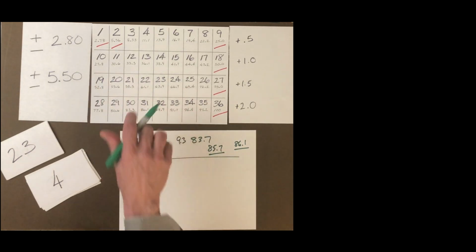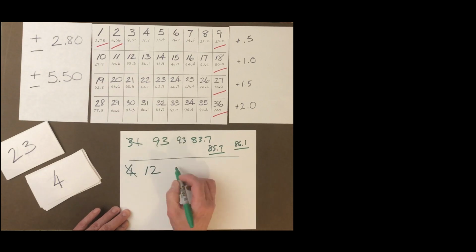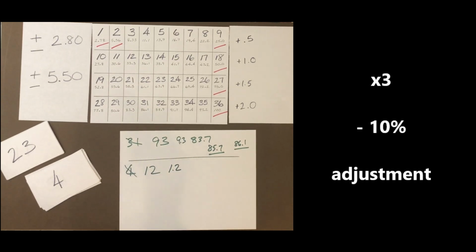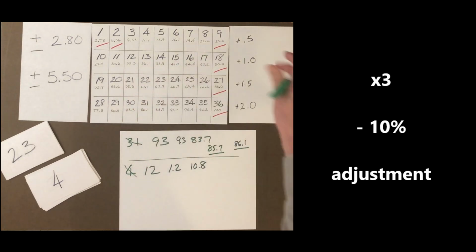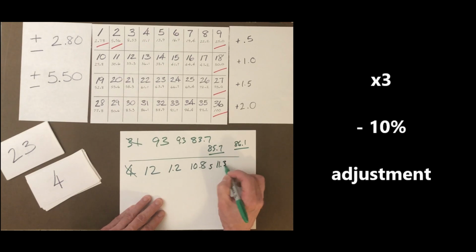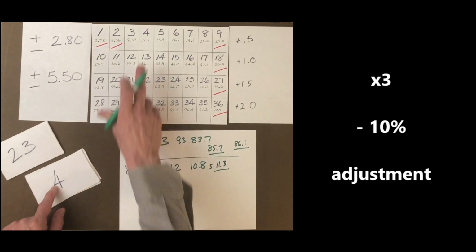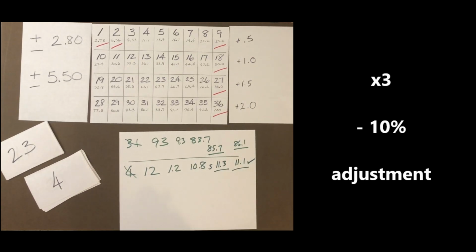4 is one of those middle numbers. Times 3 is 12. We're going to subtract our 10%, bringing us to 10.8. It's on that first line, so we're going to add our 0.5, so it becomes 11.3%. Actual answer, 11.1, within 0.2 of a percent.